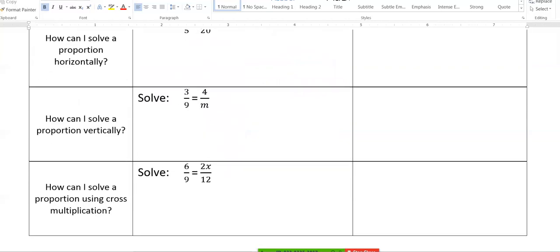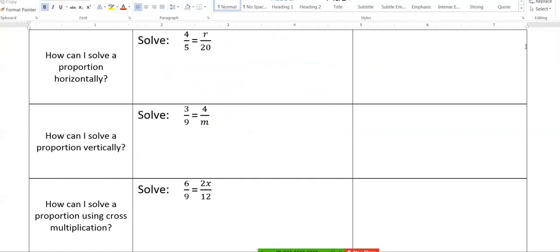Okay, here we go. So going back to the essential question, how can I solve a proportion horizontally, vertically, and using cross multiplication or cross products? Okay, how can I solve a proportion horizontally? First, if we're solving, we're finding the value of the variable that makes the equation true. So how am I going to do this horizontally? What you're going to do is you're going to think of these as just fractions. How do I get from 5 to 20? I multiply by 4. So what do you think you have to multiply 4 by? 4. So what's r equal to? R equals 16. So that's solving horizontally.